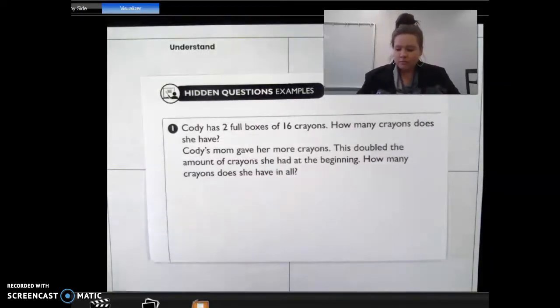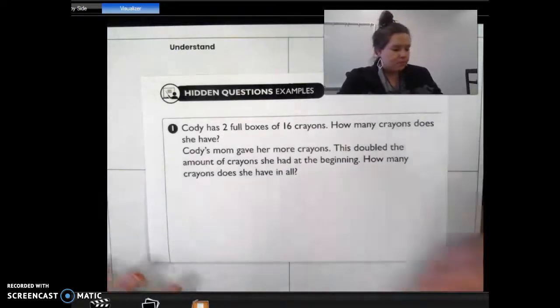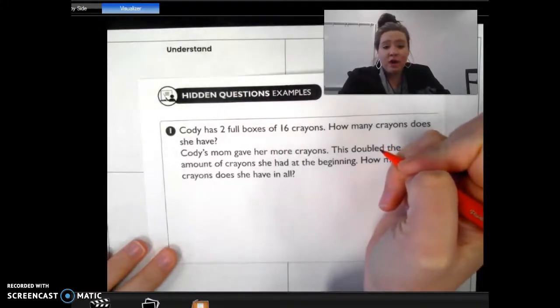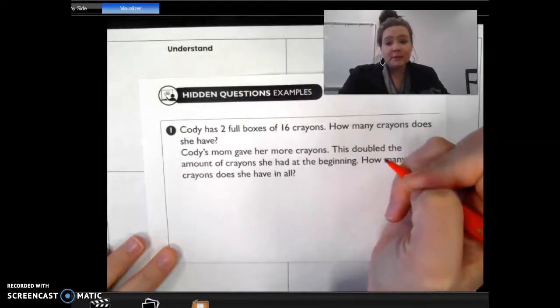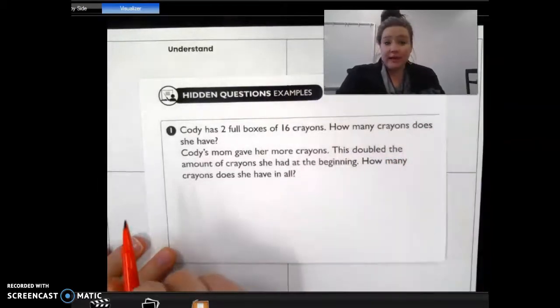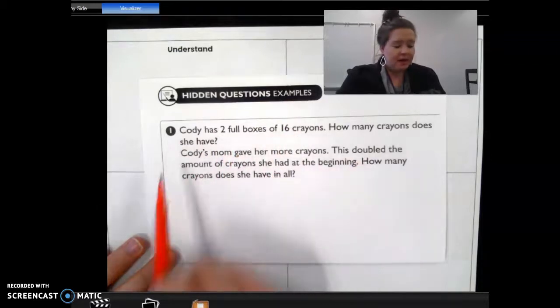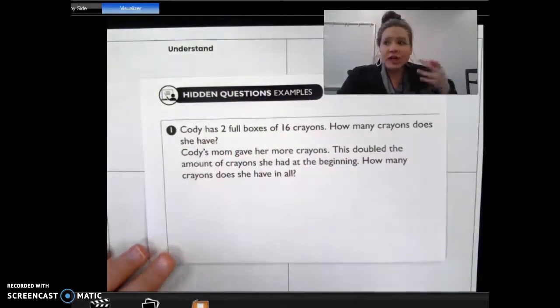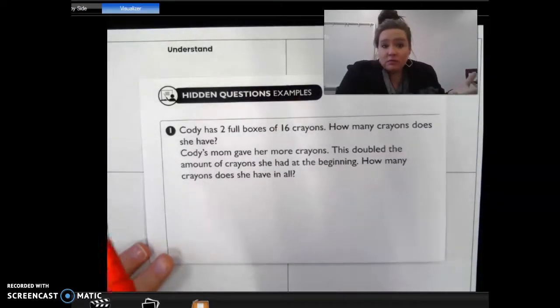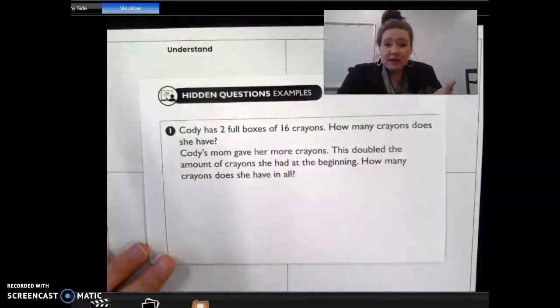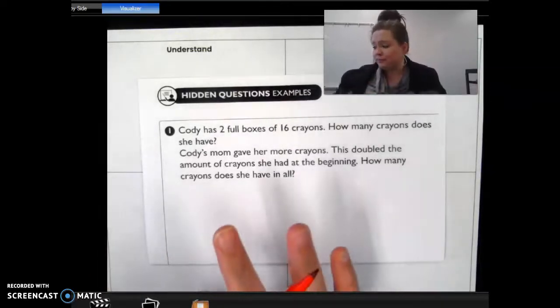So, I'm going to do a color. Let's look at this. And I should have read this problem without numbers first. That's what I should have done. So I'm going to do that again. Cody has boxes of crayons. How many crayons does she have? I know she has some crayons. I don't know how many she has altogether. I know she has some boxes, and I would assume in those boxes there are multiple crayons, okay?